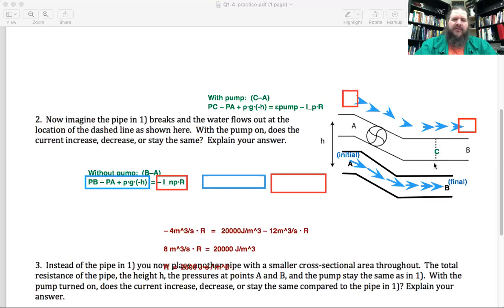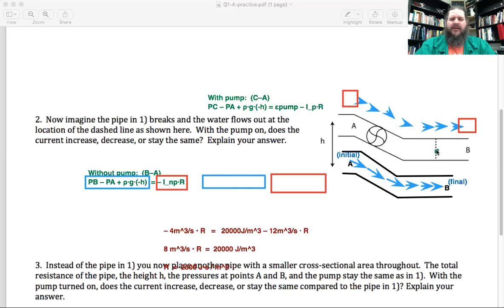If location C is open to the atmosphere, then C and B both have the same pressure and same height. So there's no reason for current to flow from C to B. Yeah, there's not a hole in the pump. There's a hole at location C, the dashed line shown here. The pump is still providing the same energy density boost that it did before. Yeah, there is a hole in the pipe. We're assuming that there's a hole in the pipe that makes location C have the same pressure as the atmosphere. And if there's no difference in pressure from C to B and also no difference in height, then there's no reason for fluid to flow.